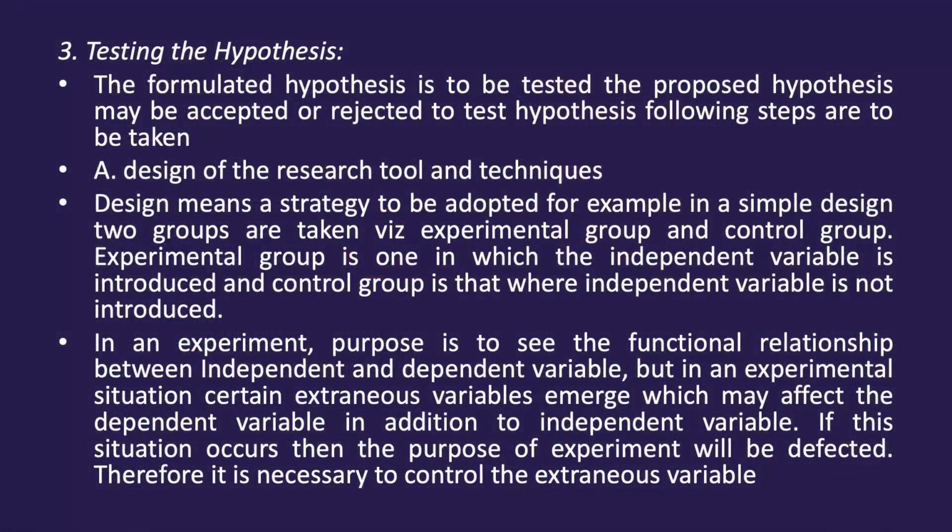In an experiment, the purpose is to see the functional relationship between the independent and dependent variable, but in an experimental situation, certain extraneous variables emerge which may affect the dependent variable in addition to the independent variable.